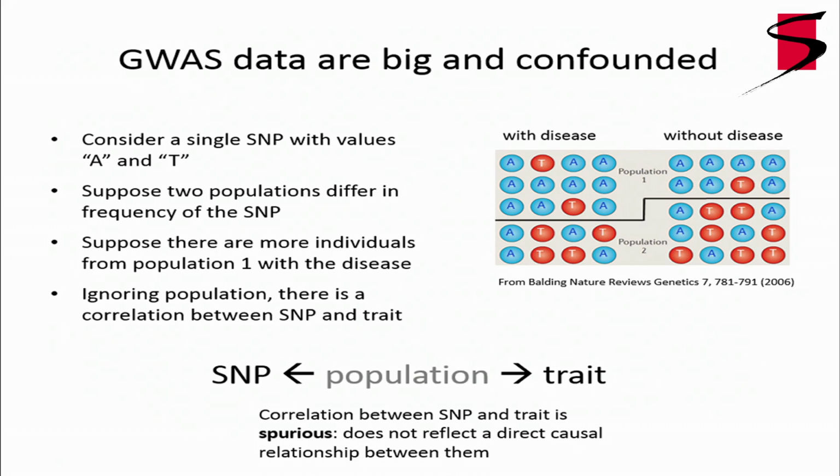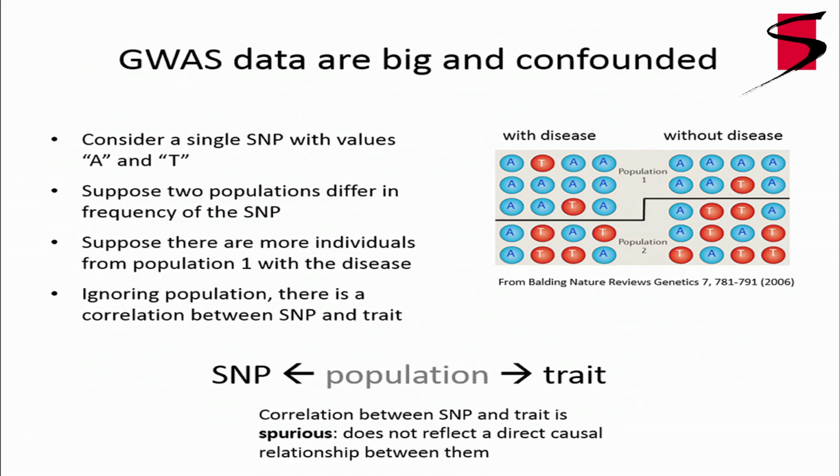And let's just suppose that in population 1, there's more A's than T's, and in population 2, there's more T's than A's, as shown here. And now we're going to do a GWAS, so we're going to identify a set of people from our two populations that have the disease, and a set of people that don't have the disease. And let's suppose in that process we end up with more people with the disease from population 1, and conversely more people without the disease from population 2.